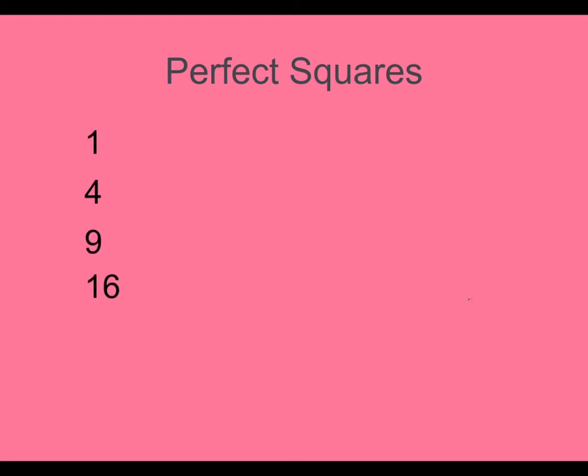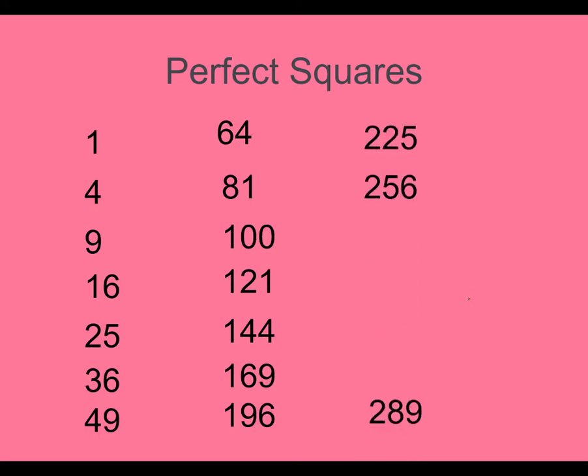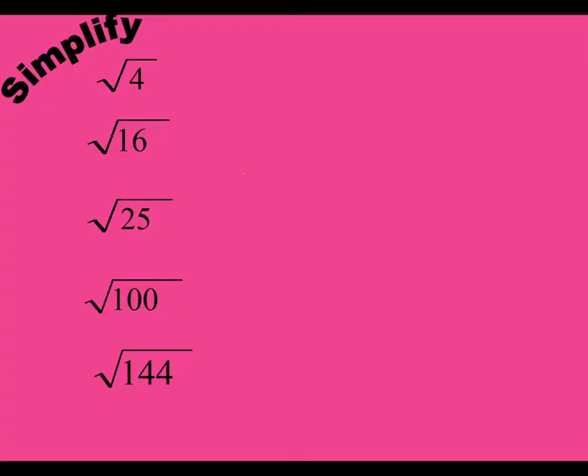So bakit naging perfect square? Square root of 1 is 1, square root of 4 is 2, 9 is 3, and so on. So dapat alam nyo to. You're free to use a calculator kung nahihirapan kayo. So let us try.